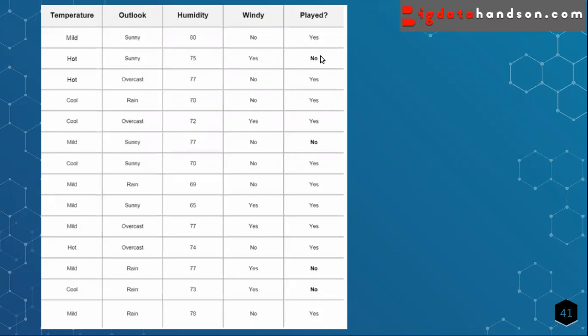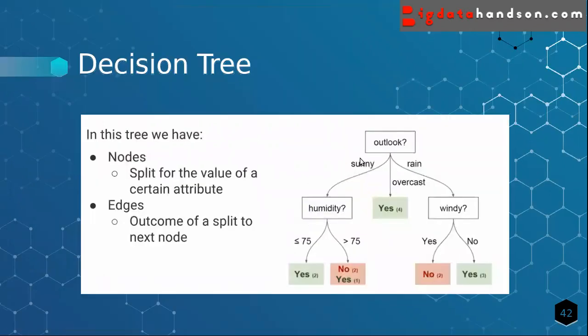The tree will be like this. It starts from the output feature. In the outlook feature we have three categories, right? Sunny, overcast, rain. This splits into three categories, and then it selects the attribute humidity and puts a condition: is it less than or equal to 75 or greater than 75, and then we are getting yes or no. Nodes are nothing but a split for a value of a certain attribute.